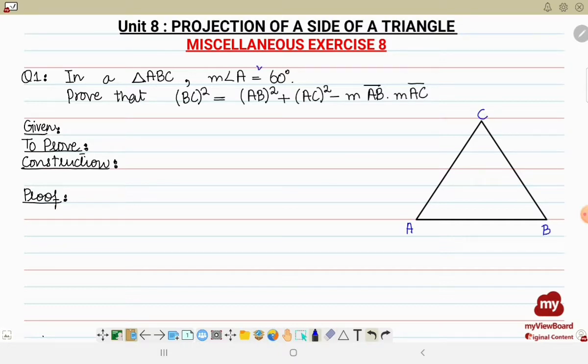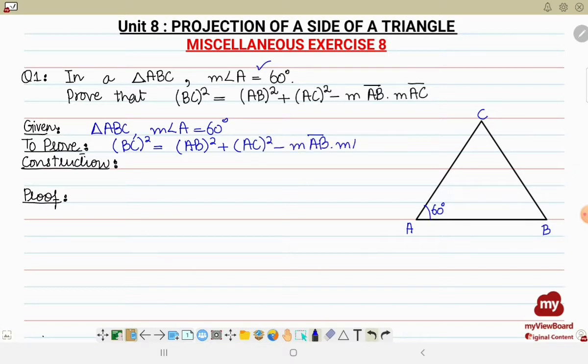It is given to us that measure angle A is equal to 60 degrees, so we'll be mentioning it in the diagram too, right? So let's write what is given to us. Triangle ABC, where measure angle A is equal to 60 degrees. Now it is also mentioned what we have to prove in the question. So, to prove: BC square is equal to AB square plus AC square minus measure AB into measure AC.